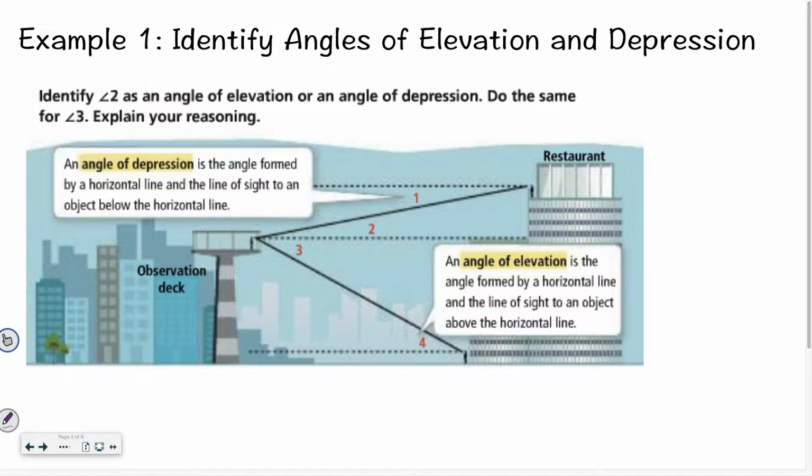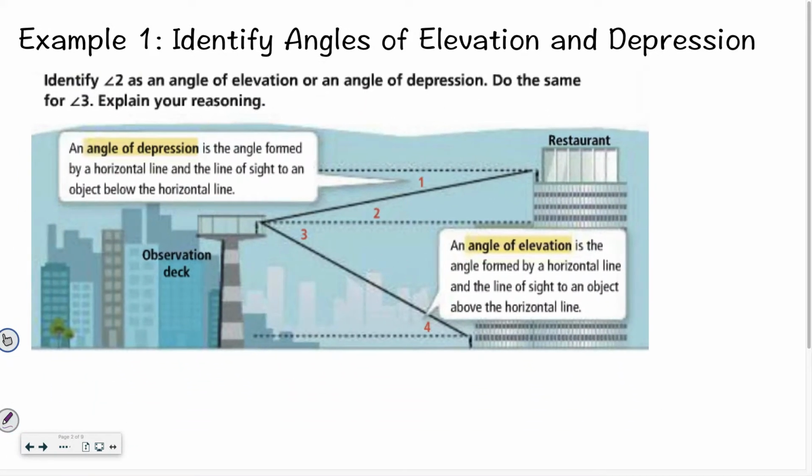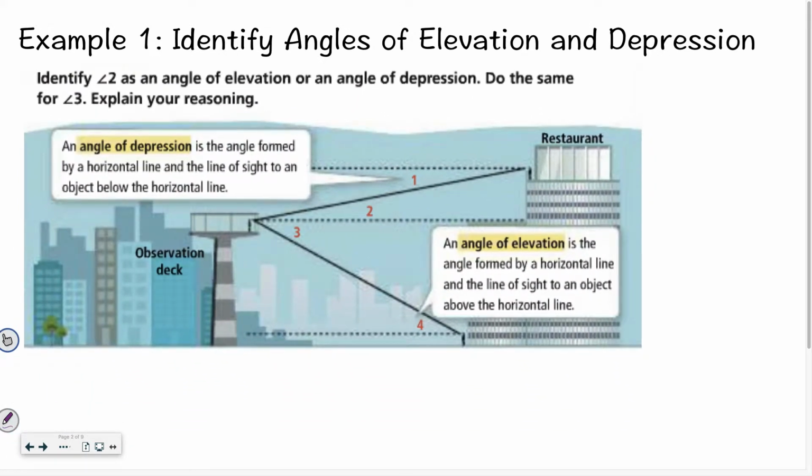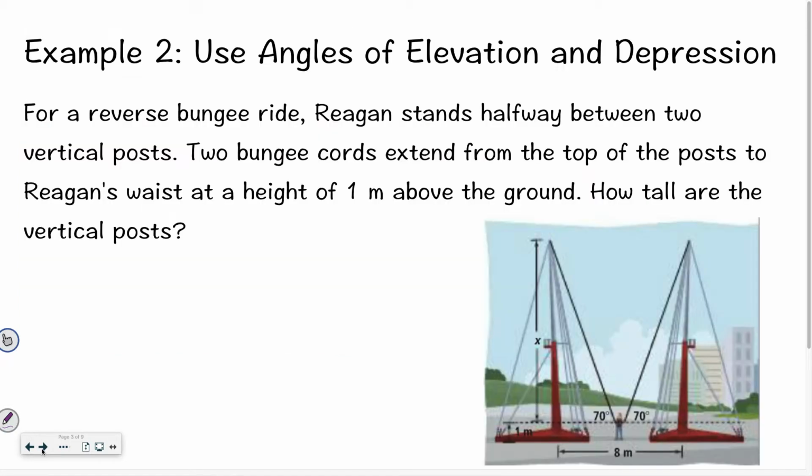First, let's look at angle 2. Angle 2 is formed by this. You can see we have our horizontal line below us, and we have a line going up from angle 2, so that would be an angle of elevation. Angle 3, we have the horizontal line above us, and then our angle opens down, or looking down, so that would be an angle of depression.